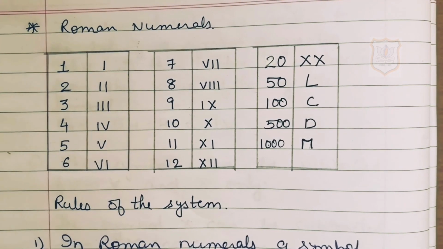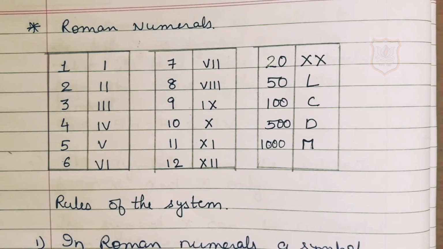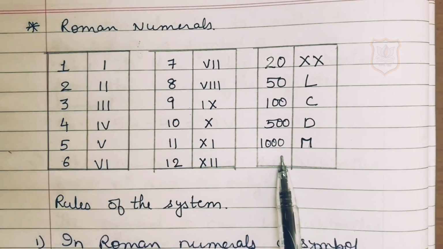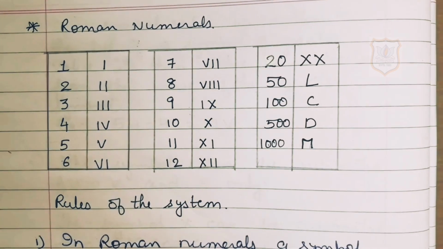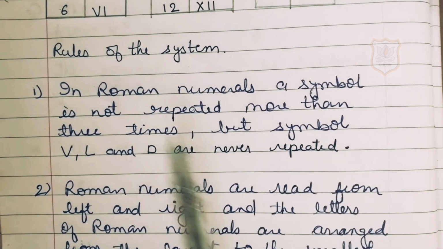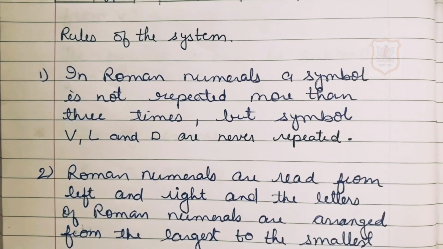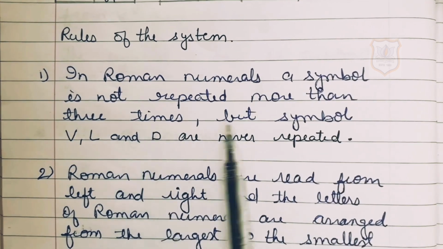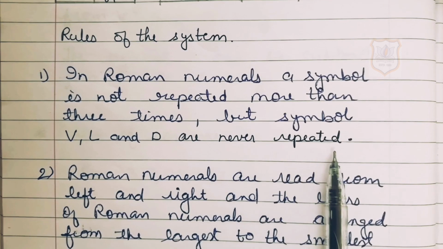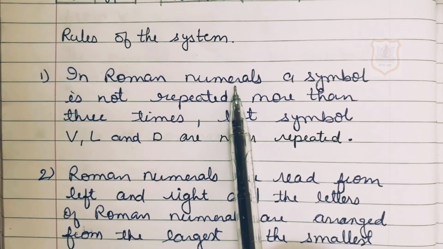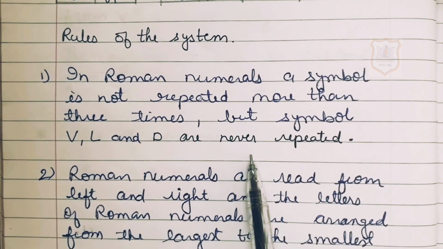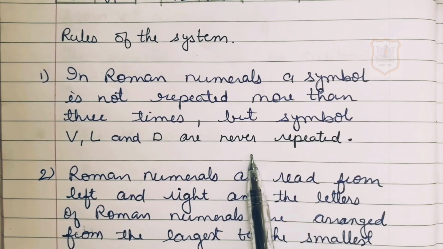Now our last topic of this introductory video is Roman numerals. The Roman numeral system is another system used apart from the Hindu-Arabic system. The Roman numerals are written in this way, which you have learned in your previous class. Now there are a few rules of the system. Rule number 1. In Roman numerals, a symbol is not repeated more than 3 times, but the symbols V, L and D are never repeated. So students, in Roman numerals, we can't repeat a symbol more than 3 times, but the symbols V, L and D cannot be repeated. They can be written only one time.